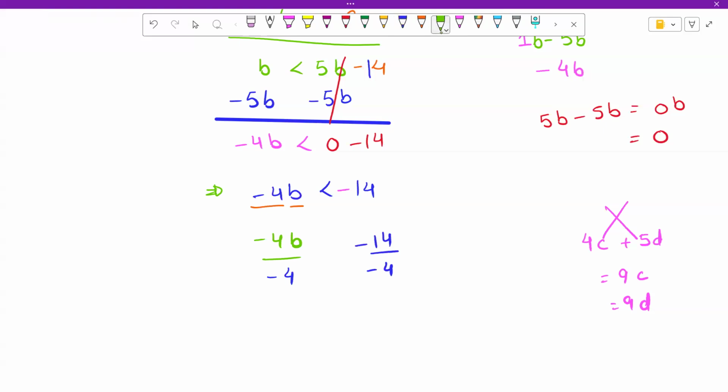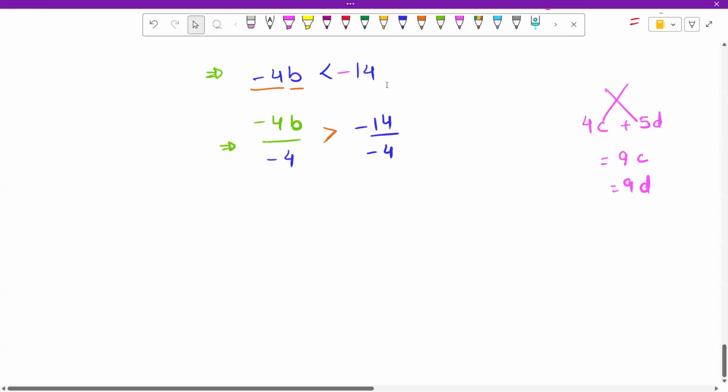Now, see, this is actually not an equal to symbol, this is an inequality. So what happens to an inequality if we multiply or divide with a negative number? It would be flipped. Yeah, it is flipped. What are we left with on the left side? Left side b. On the right side?